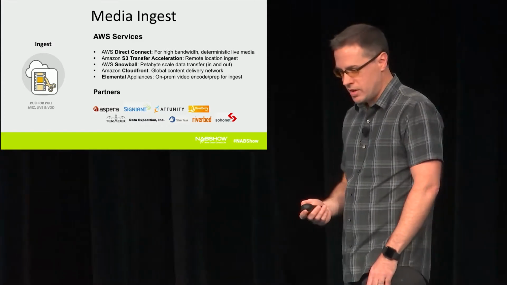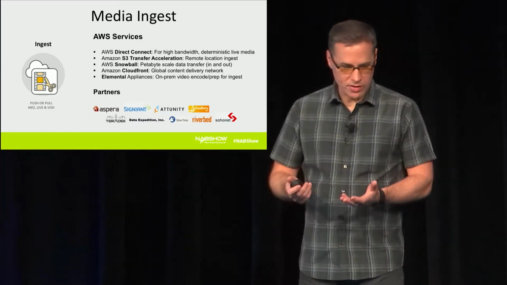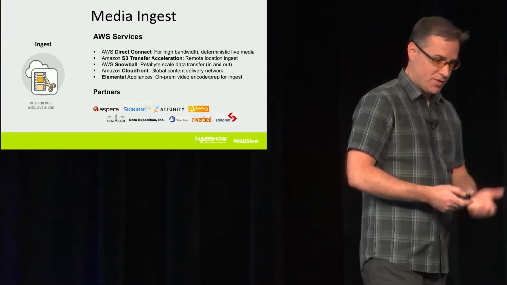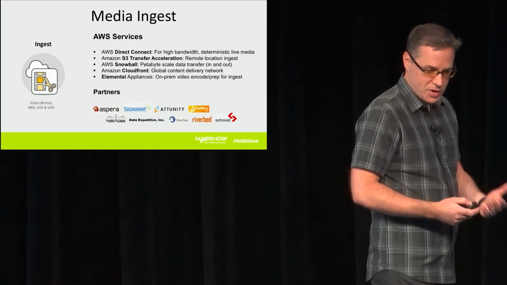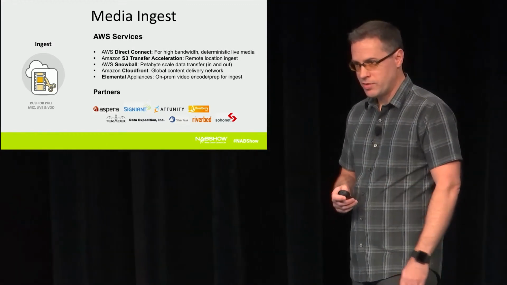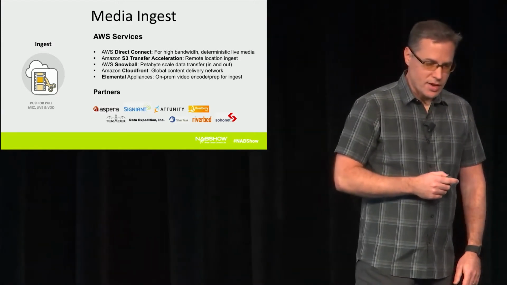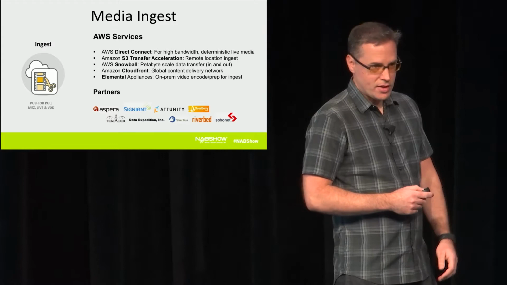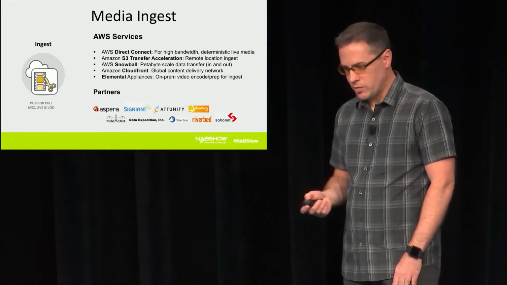So on the ingest side, there are a number of options here. And really for high bitrate content, the first thing that comes to mind is AWS Direct Connect. So high-speed fiber connectivity from a data center can be paired with, for example, MPLS or other type of connectivity, allowing you to get your content in a deterministic fashion into the VPC for processing.